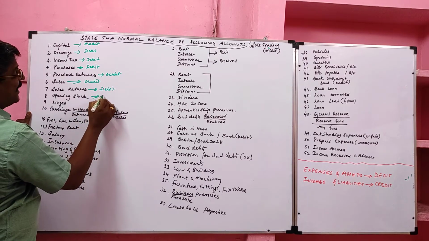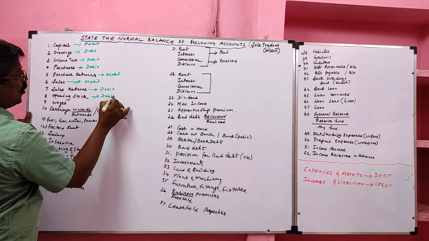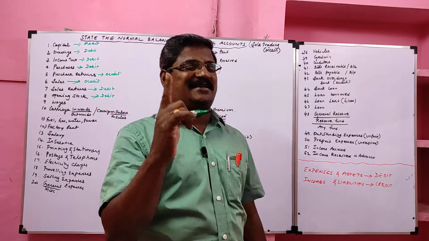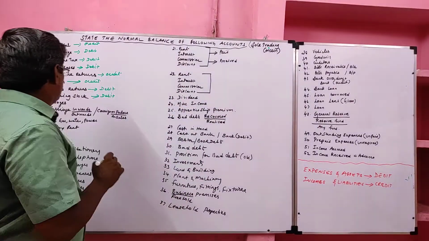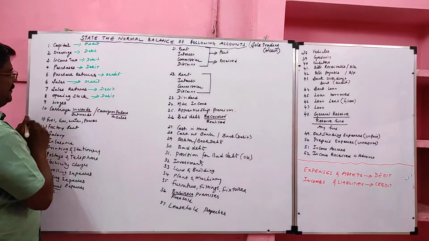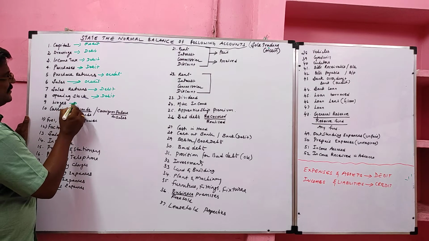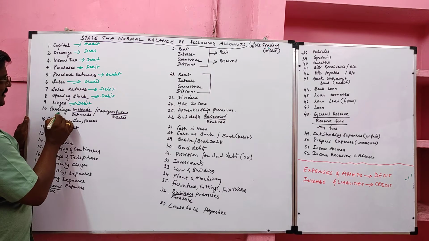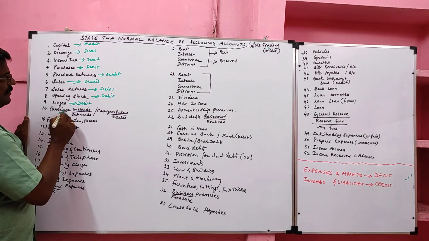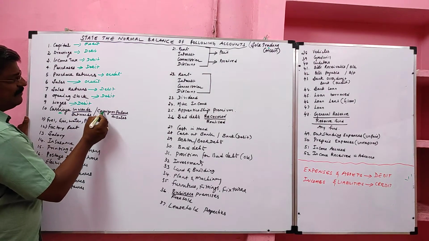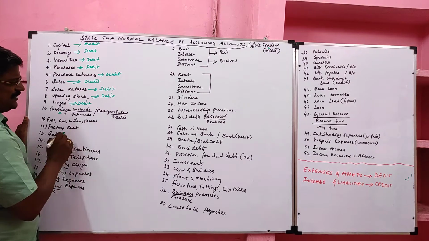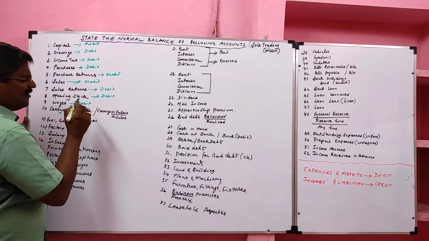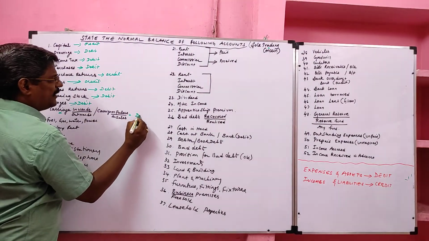Opening stock is an expense. Students, opening stock is not an asset; it is an expense. Closing stock is an asset. So opening stock is an expense, debit. Wages is an expense, debit. Carriage means freight. It may be inwards or outwards, carriage on purchase or carriage on sales, or freight on purchase or freight on sales. It is an expense, so it should be debited.